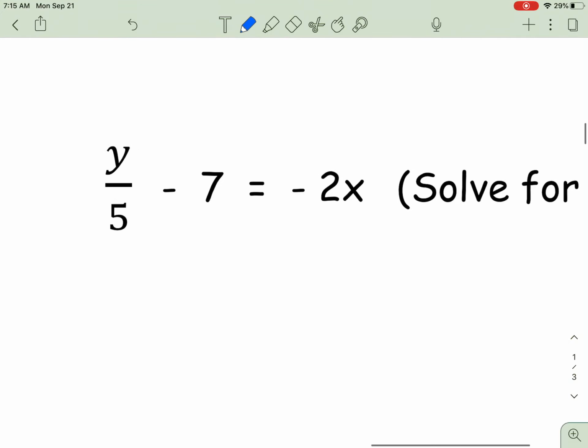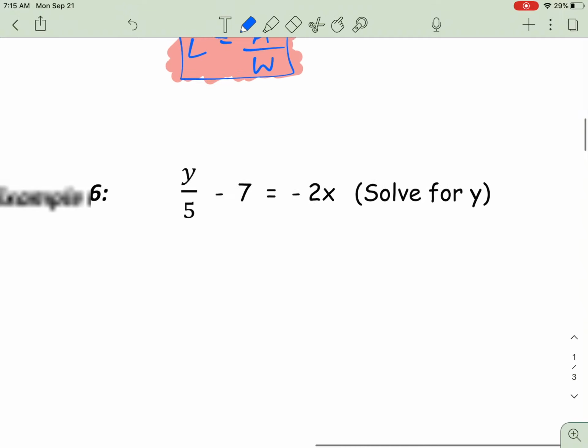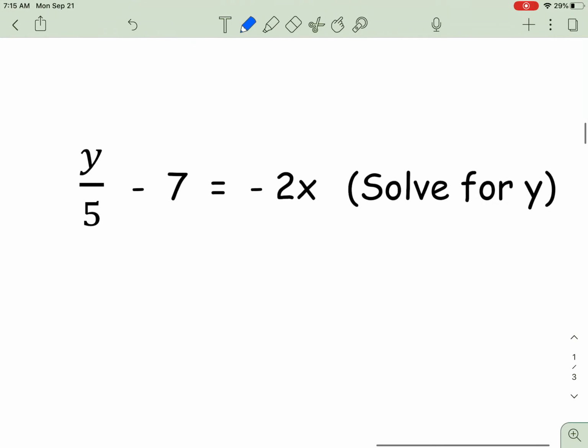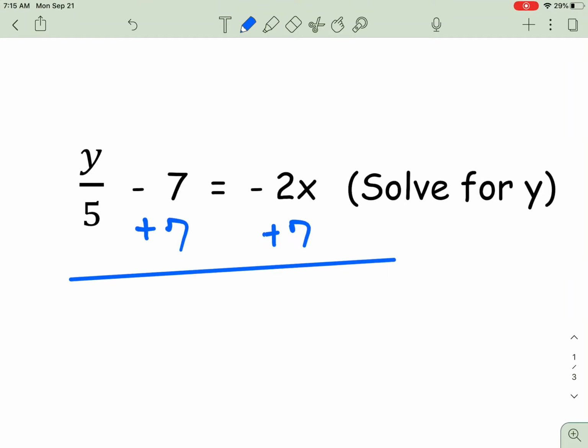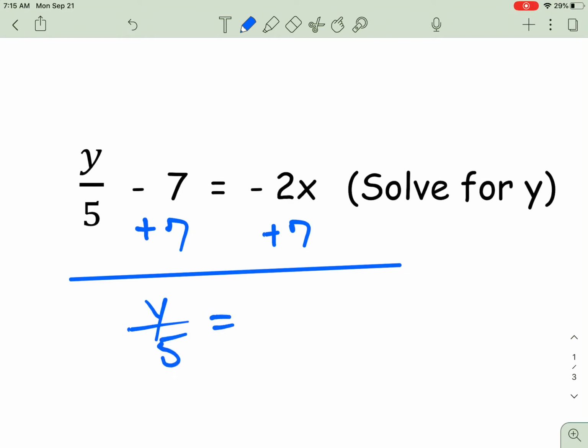Okay, example 6. By the way, if I'm moving too fast, feel free to pause it, write it down, and then come back to it. Solve for y. Okay, so we want to add 7, get rid of the 7, because again, we're using inverse operations. Now we have left y divided by 5 equals negative 2x plus 7.